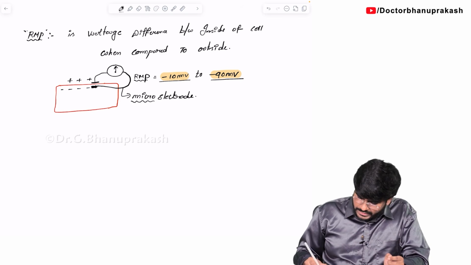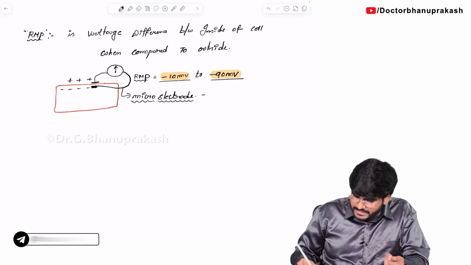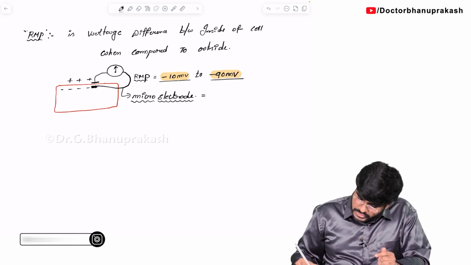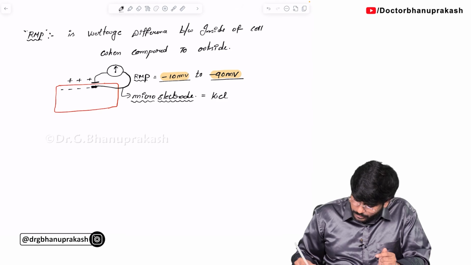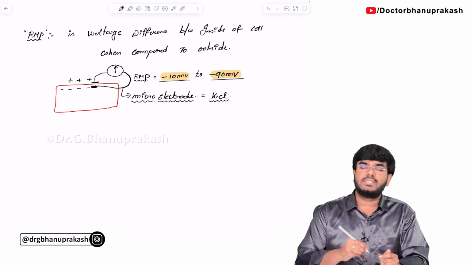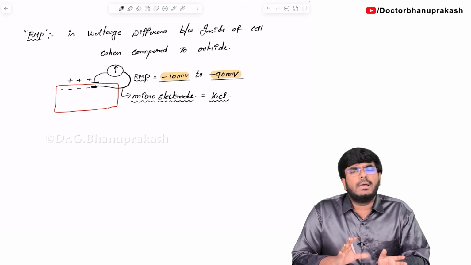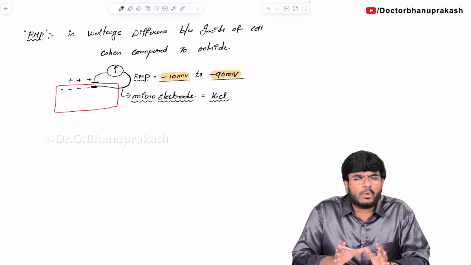Okay. Now the question is, this micro electrode is filled with which solution? See, this micro electrode is actually filled with a solution. Which solution is present? KCl, potassium chloride solution is present. This is a one-liner question you should know. The electrode that is used to measure the voltage is the micro electrode, and the micro electrode is filled with a solution called potassium chloride solution.